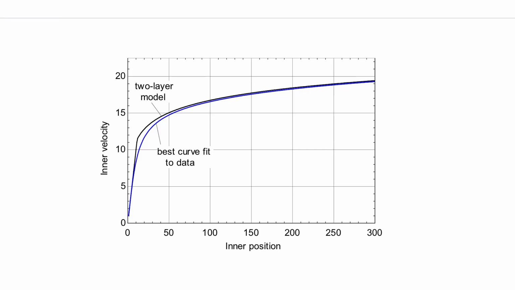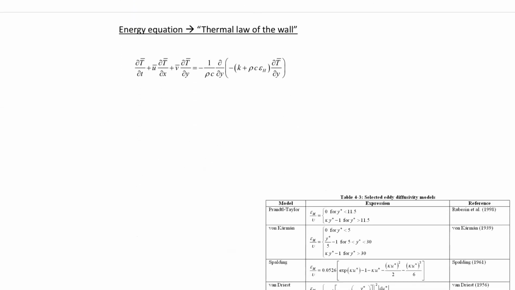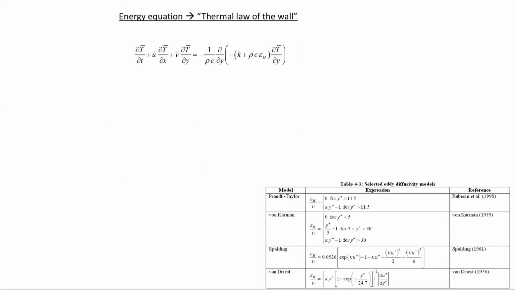Okay, so that's the velocity part of it. Let's talk briefly about the heat transfer part of it. So now we're going to start with our energy equation and derive what some people call the thermal law of the wall. It's the same thing, but instead of solving for a velocity profile in terms of inner coordinates, now it's a temperature profile in terms of inner coordinates.